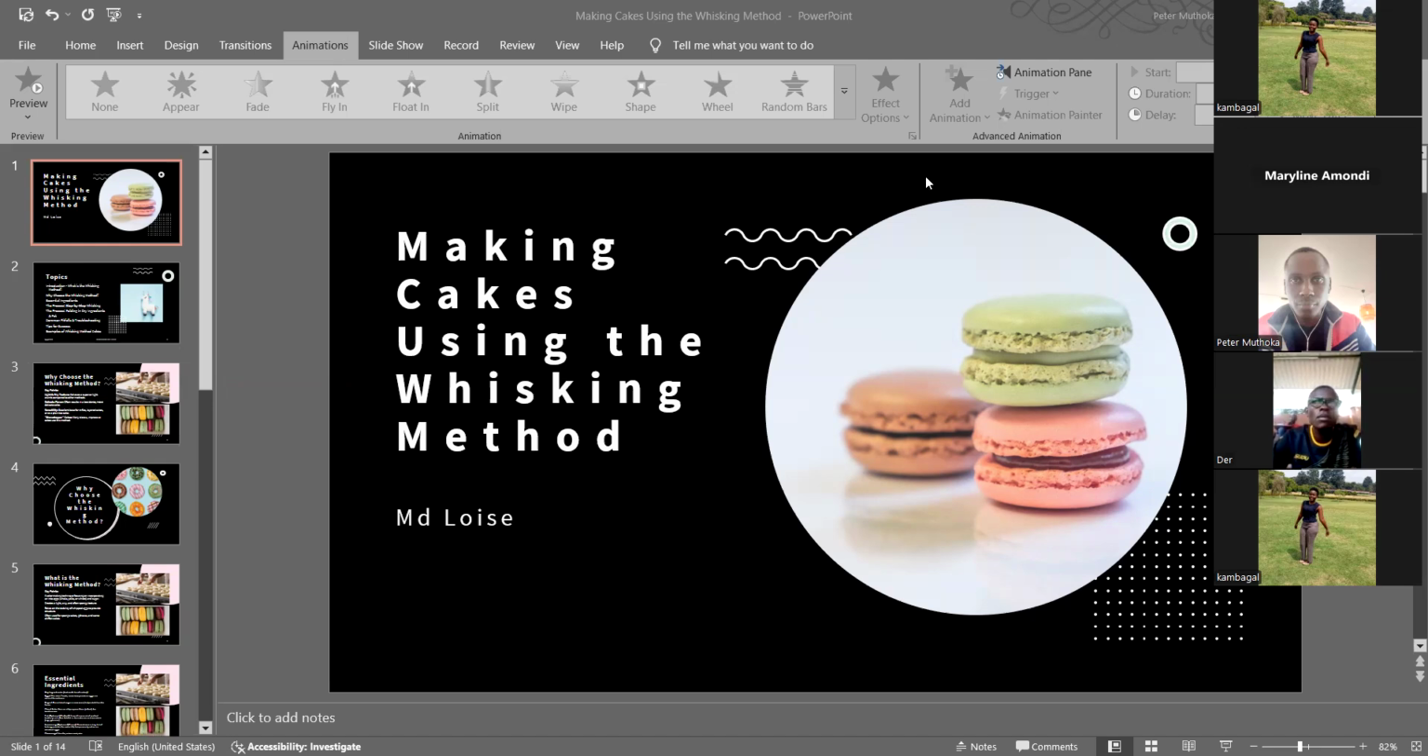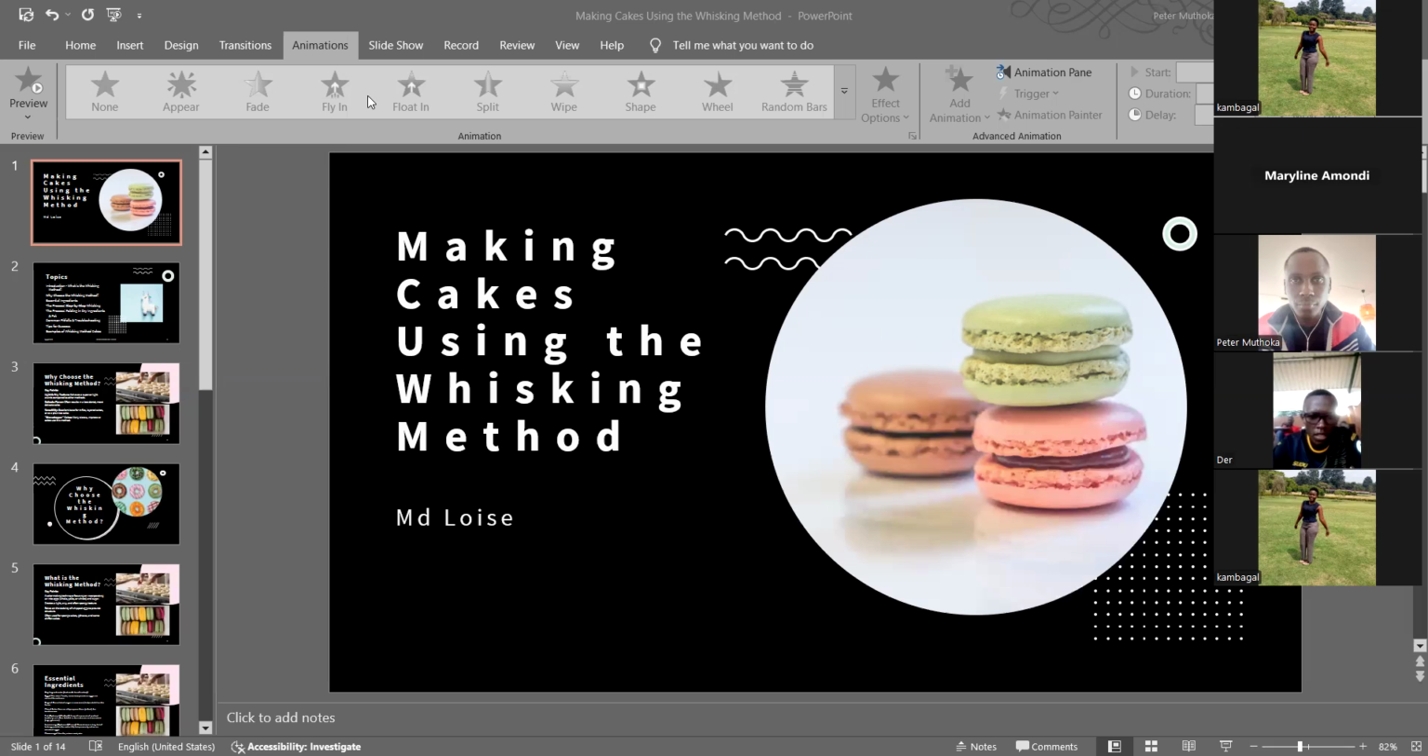Can everyone see my screen? Yes. Derek, what can you see? I'm seeing a picture of making cake using the fast twisting method. That is the first slide.